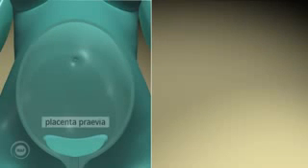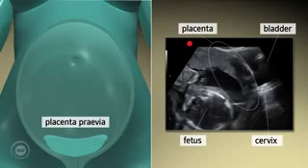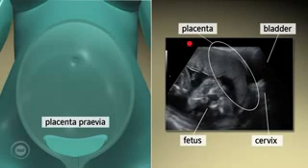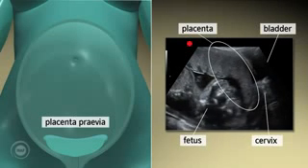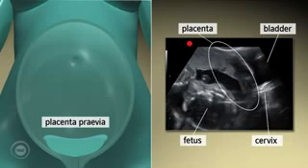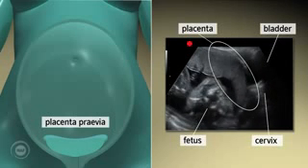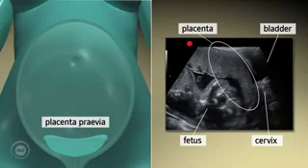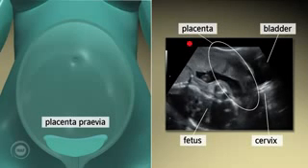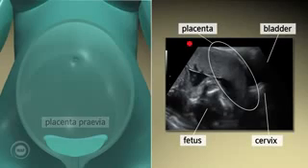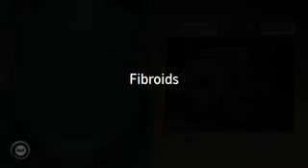Placenta previa. Scanning in the longitudinal plane, the previa position will be shown on the right side of the screen. A low anterior placenta will appear between the bladder, which is seen at the extreme right of the screen, and the fetus on the left.